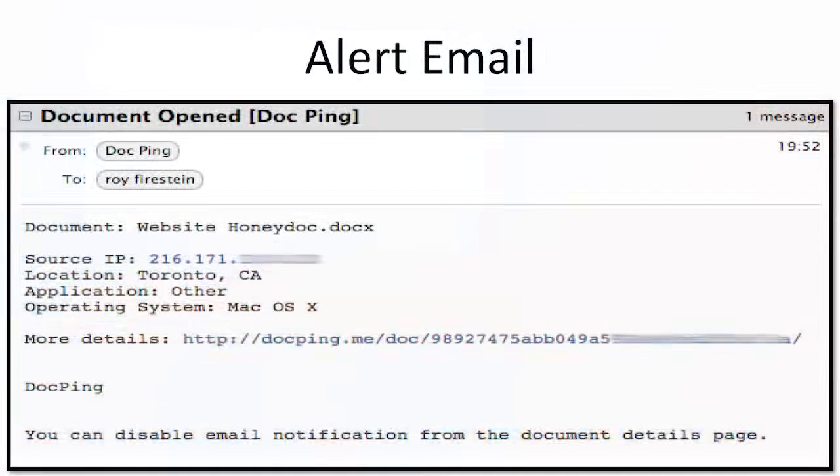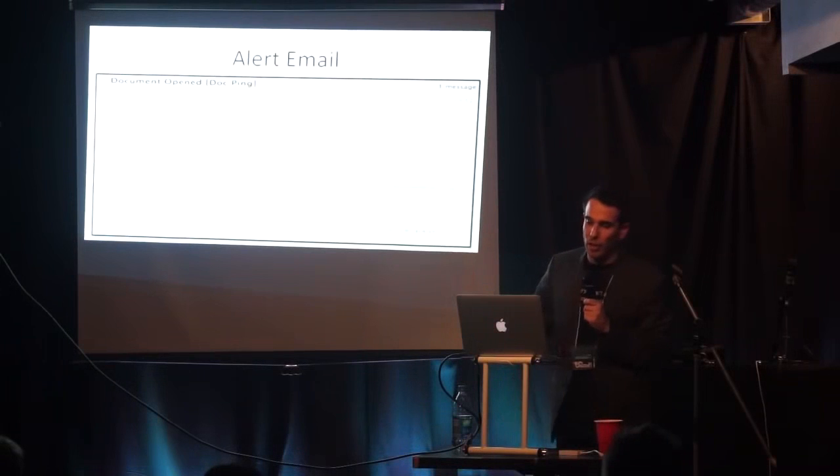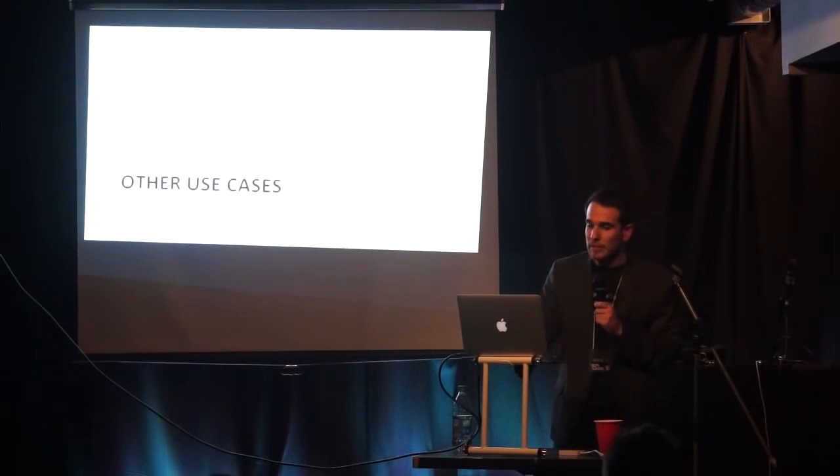So once that happens, this is what I'm going to see. I'm going to get an email that tells me, hey, your document was opened from this IP address, probably from this location, and this is the operating system and other details that person used. This is actually an alert email from a system I'm going to show you later, that I released at Sector, but it would show you a lot more information.